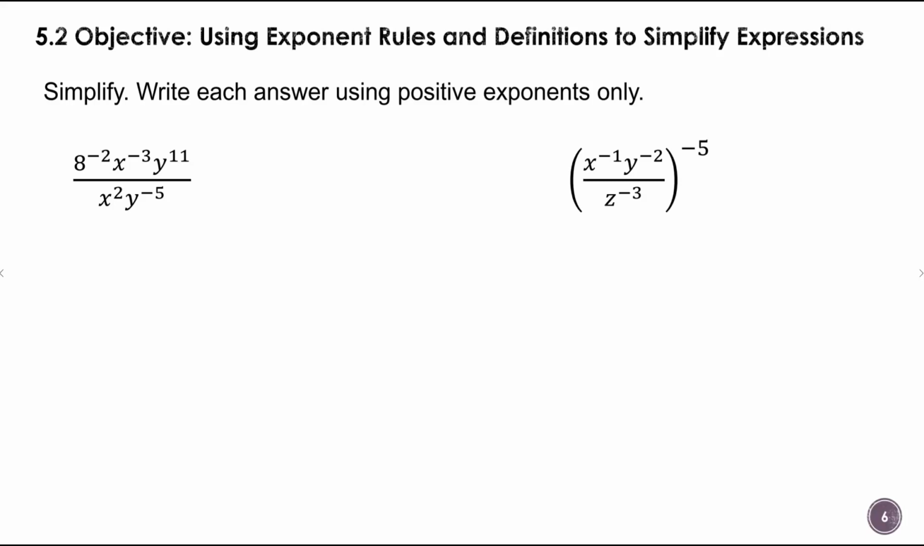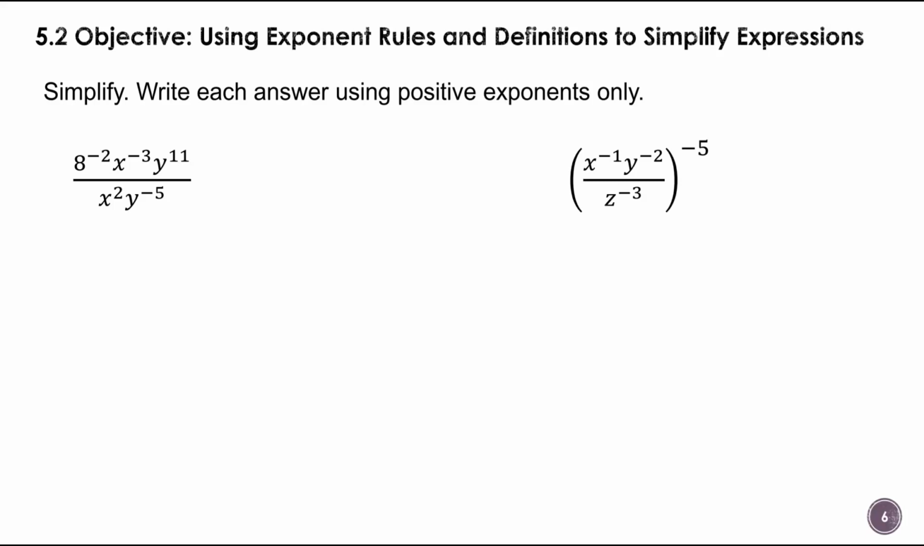Alright, we're on the second video for this section using rules of exponents, and all the rules that you've learned so far are going to be applied here, in different ways and depending on the problem. For instance, on this first one, we can see we have negative exponents. It's a quotient. We have x's and y's, and there's a lot of things going on here.